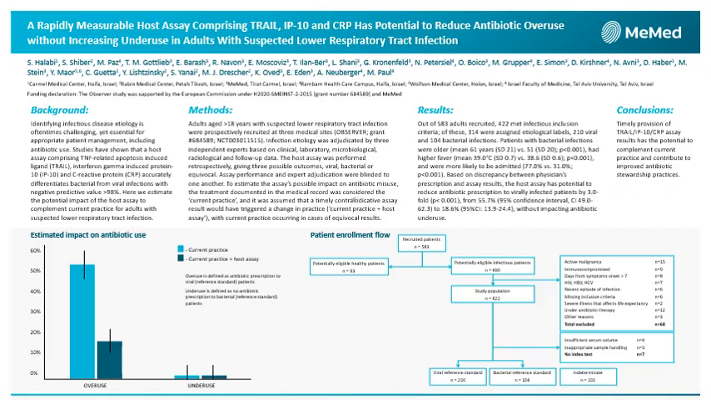So the results: out of 583 adults recruited, 422 met the inclusion criteria for an infection. Of these, 314 were assigned etiological labels. Of those, 210 were viral and 104 were bacterial infections. So those are the reference standard labels.